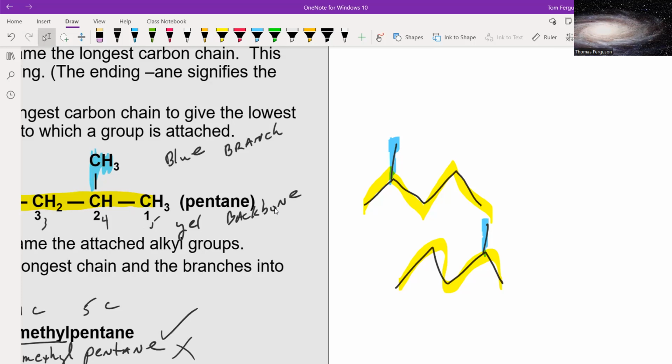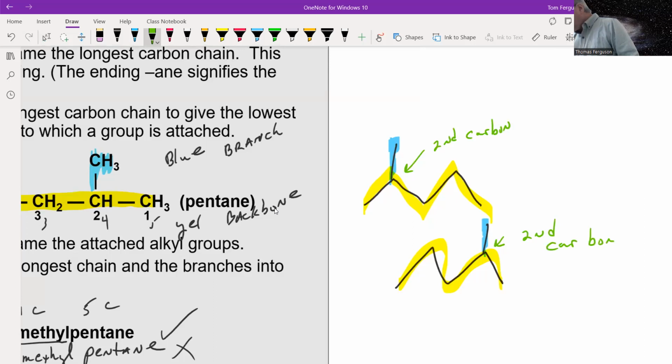So the branching is done on the second carbon in on both of them. So that's the second carbon as you're going from left to right. If you're going right to left, it's still number 2. So these are just the same molecule tumbled in space.